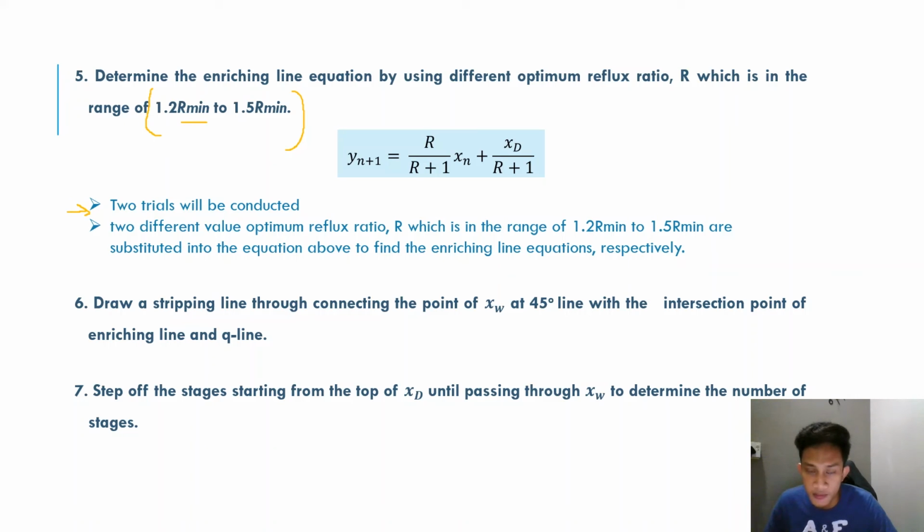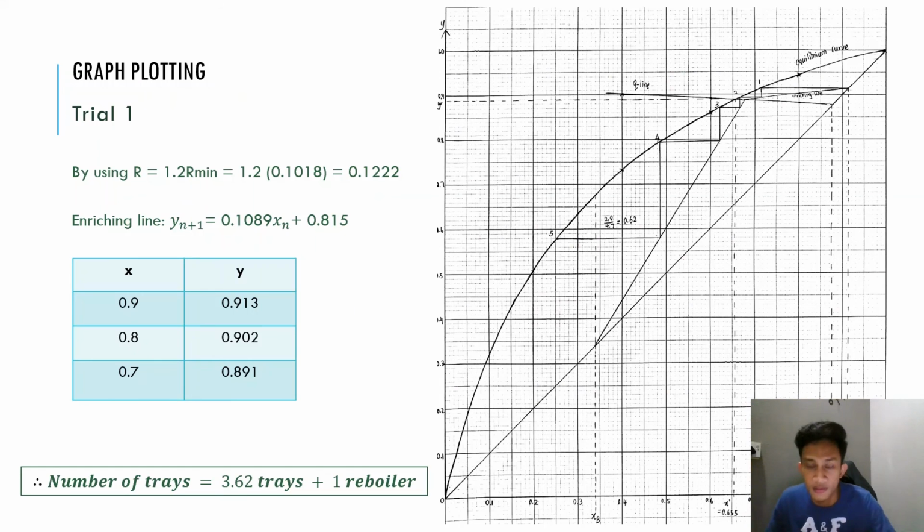After we draw the enriching line, we have to draw a stripping line to connect from the XW point to the intersection of the enriching line and the Q line. After that, we need to draw the stages to determine how many stages are needed. So after all the lines are in place, we will have this graph over here.